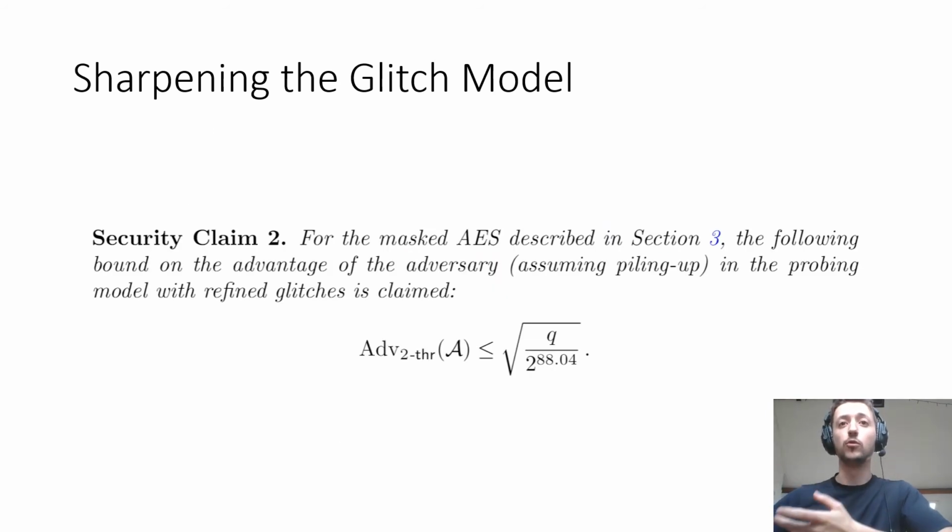So this is better than a square root improvement. And so again, the new security claim is the square root of q to the power divided by 2 to the power 88. So this is several times better than before.